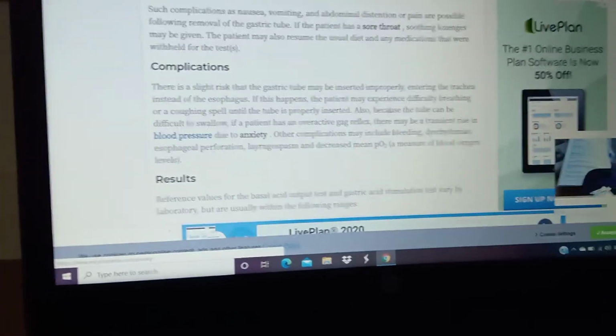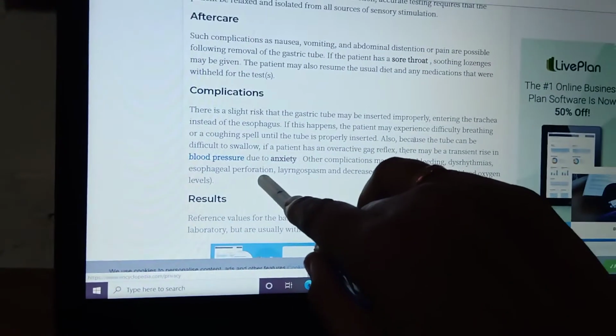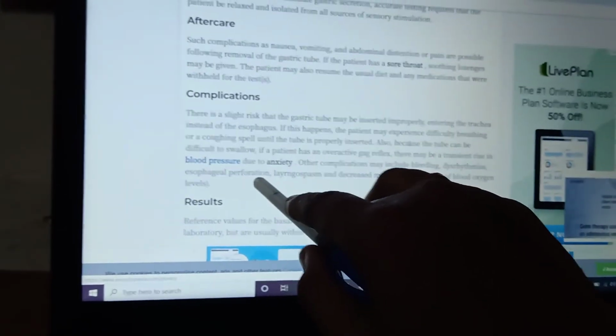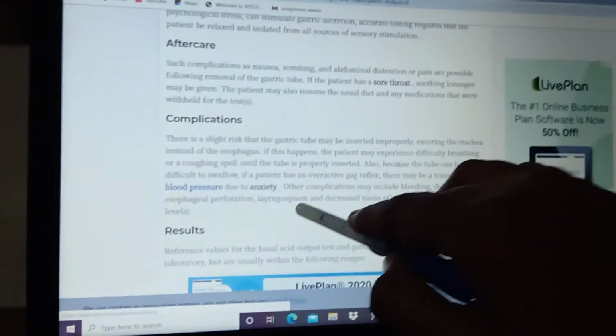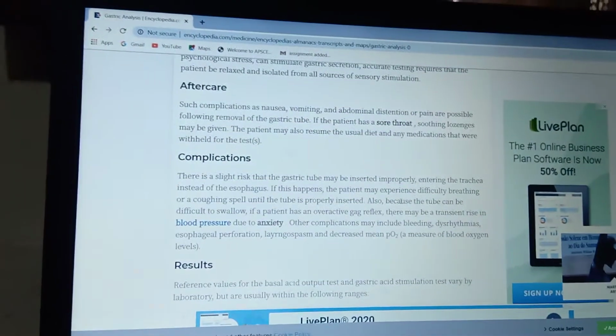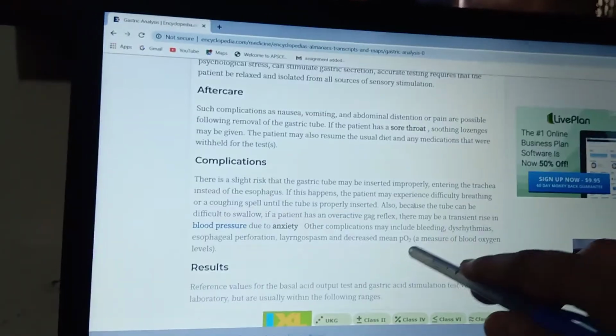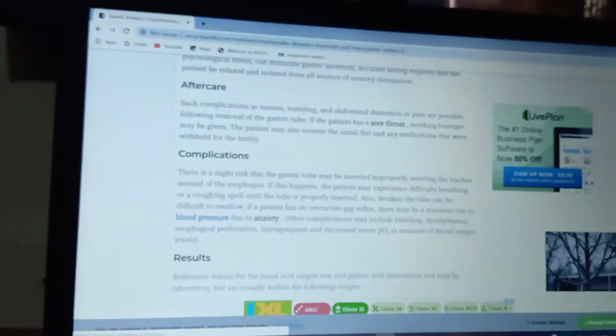Other complications include bleeding, heart dysrhythmias, and esophageal perforation. Esophageal perforation means rupturing of the esophagus. And laryngospasm means the larynx is going into spasm. And decreased partial oxygen, meaning your blood oxygen levels are going to decrease. Okay, and I already explained the results.